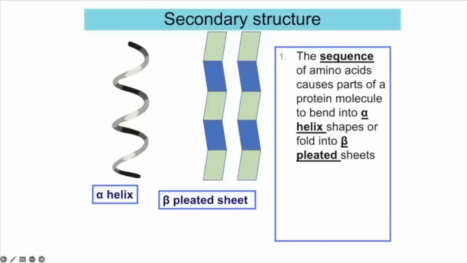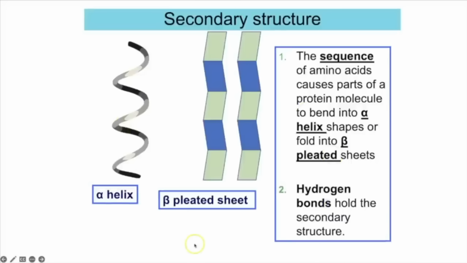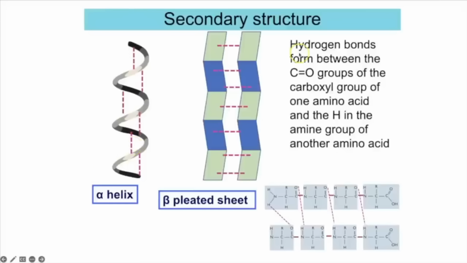The secondary structure is the further folding of the primary structure. And you can either get it folding into an alpha helix or beta pleated sheets. And these shapes are held in place by hydrogen bonds. We can see those just here. The hydrogen bonds form between the oxygen in a carboxyl group and the hydrogen on an amine group, and that is what we can see down here. So it's between different amino acids, between those two atoms, and that holds that beta-pleated sheet and alpha helix in place.